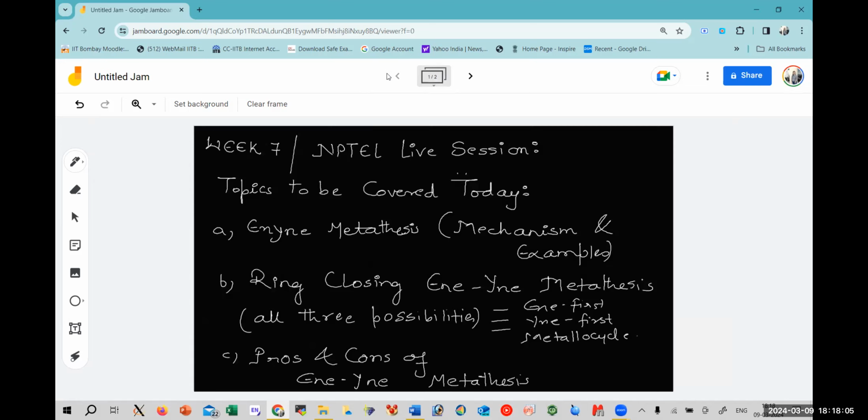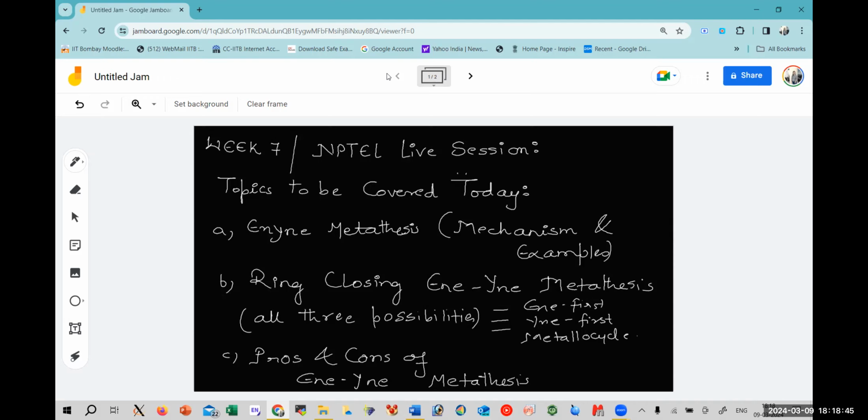So here I have written the topics that have to be covered today. Since we have talked about alkyne metathesis two or three times, and the last session also ended up talking about alkyne metathesis, today we will start with enyne metathesis. Earlier, when alkyne metathesis was there, we were talking about two different alkynes. Right now we are taking one alkene, one alkyne, and how the metathesis works, what is the expected product, and which particular pathway is being followed to get the favorable product.